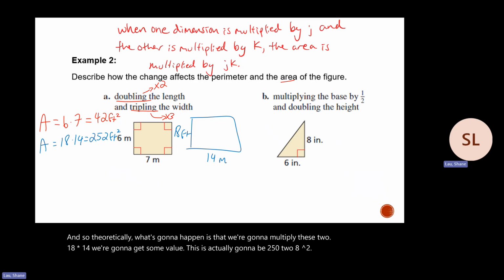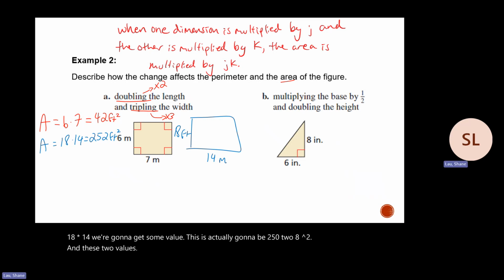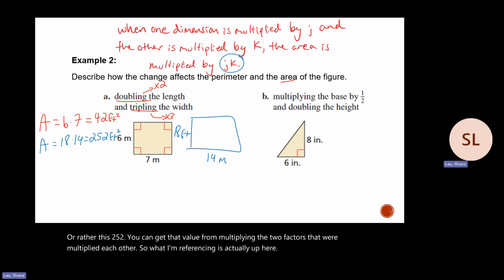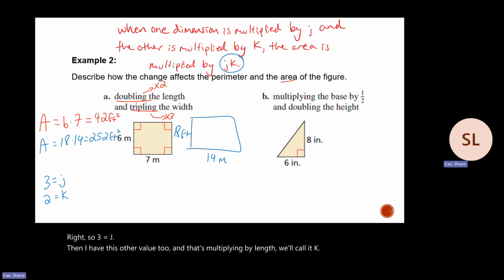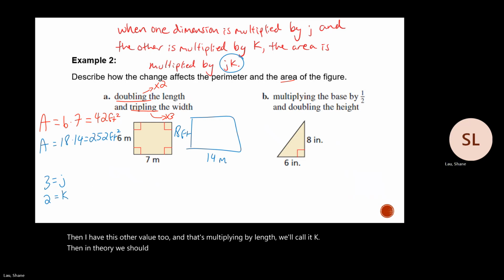And this 252, you can get that value from multiplying the two factors that were multiplied against each other. So what I'm referencing is actually up here. If I have the width being multiplied by a j, let's just call this j, so 3 equals j. Then I have this other value 2, and that's multiplying the length, we'll call it k. Then in theory, we should get jk, which is going to be 2 times 3.